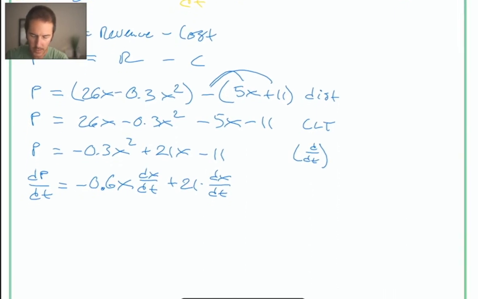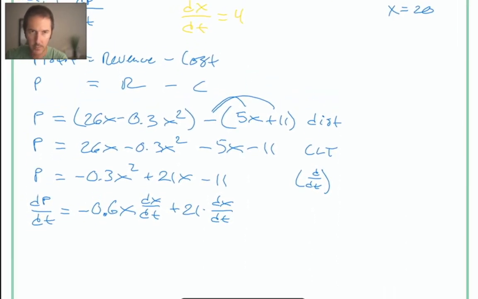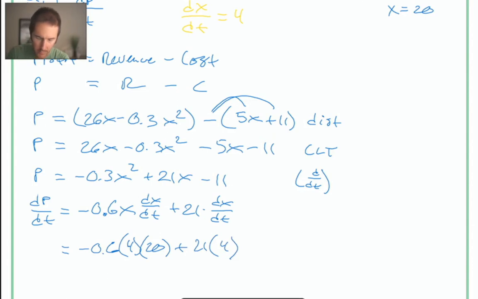X is 20, dx dt is 4. I'll leave those right at the top of the screen. And we don't know dp dt, that's what we're looking for. So let's fill in what we do know. Negative 0.6 times an x value of 20 times dx dt, which is 4, plus 21 times dx dt, which is 4 again. And from there, it is arithmetic.